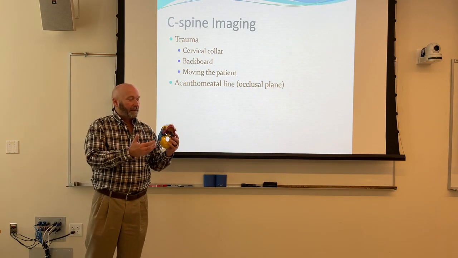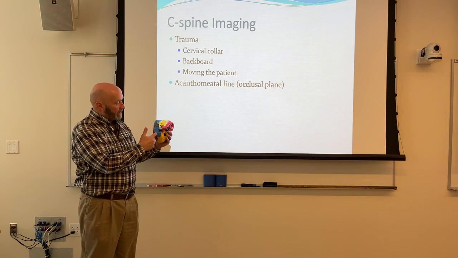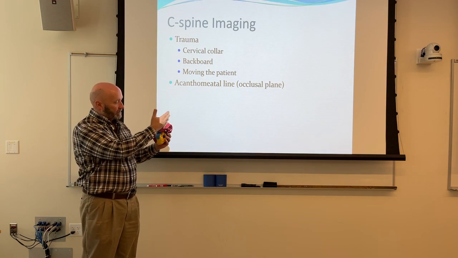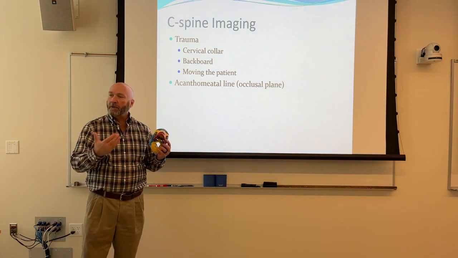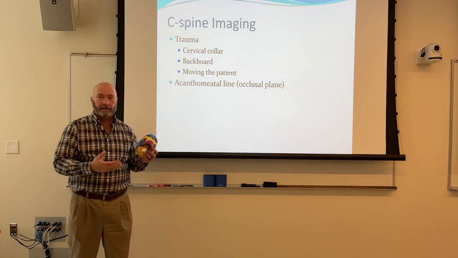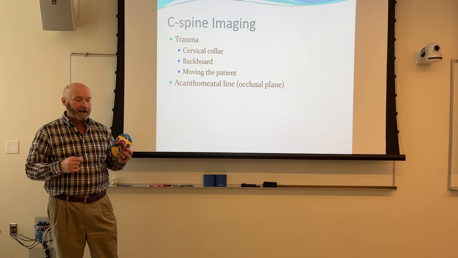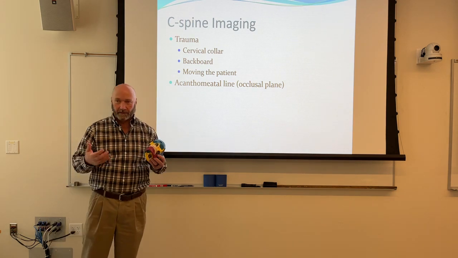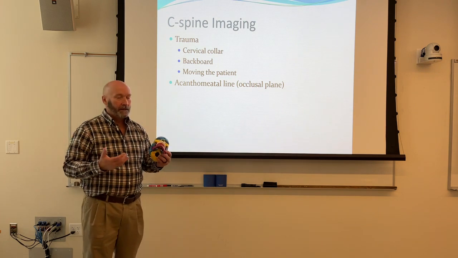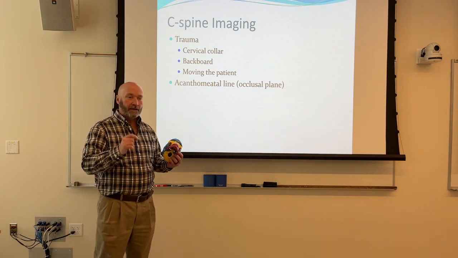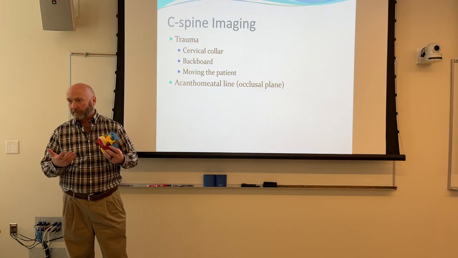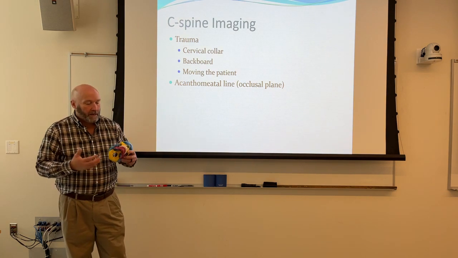So the line that goes from the acanthion out to the EAM pretty close to parallels that occlusal plane. So a much better thing to focus on, and you don't necessarily have to have the patient open their mouth yet. Eventually you're going to get to an open mouth odontoid, but for the APs, the laterals, and everything except for the open mouth odontoid, you can do with the patient's mouth closed, right?